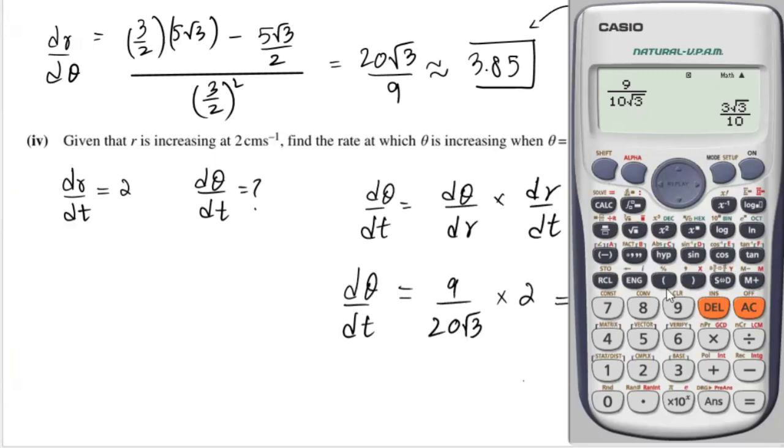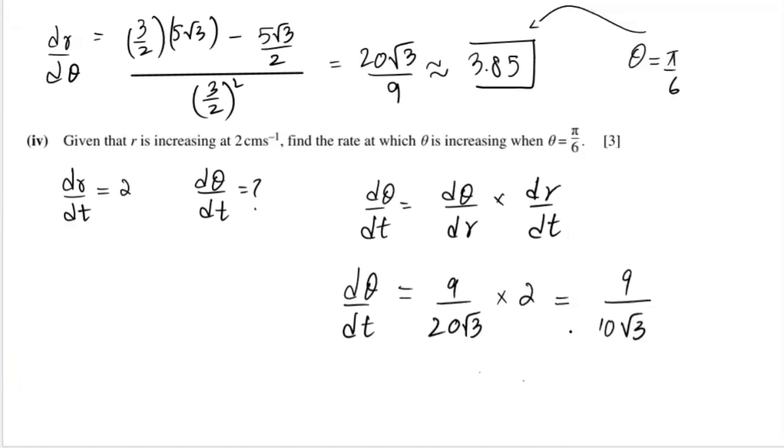So this is going to be 3 root 3 divided by 10, or 0.520.